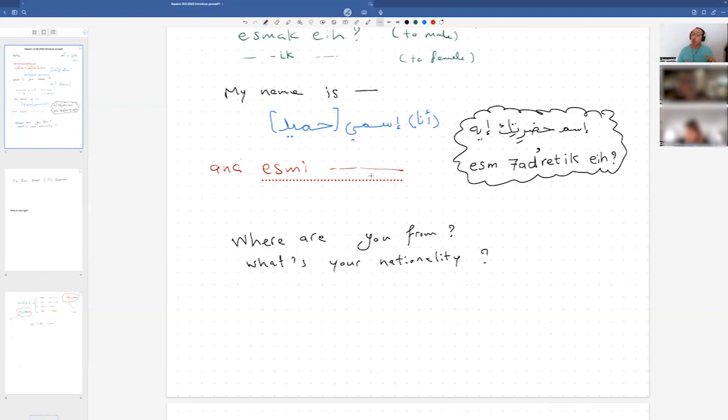Ana ismi Hamid. Or sometimes Egyptians, the natives, don't add ana. Why? Because ismi here already contains the I. The ee at the end is the conjugation with I, so if you say ana ismi, it is a repetition. So sometimes you may hear Egyptians say ana ismi, but if they just say ismi without ana, this is completely fine and also native speaking. Ismi Hamid or ana ismi Hamid, both are understood.